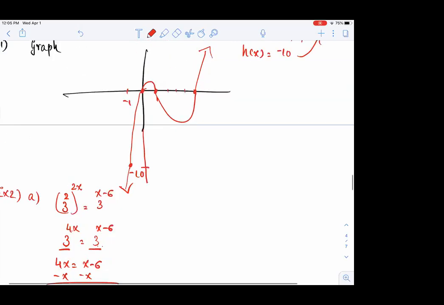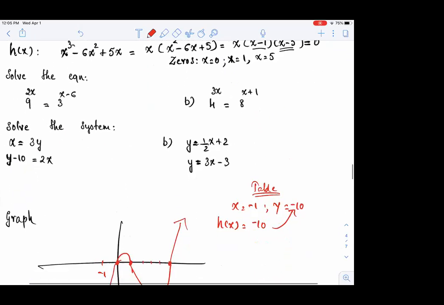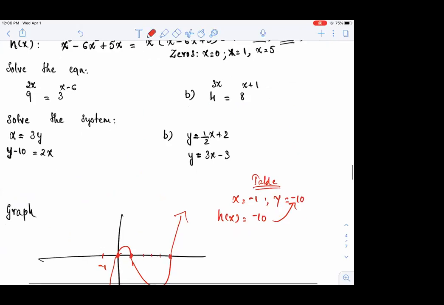How about 2b? What do you do here? In 2b, on the left side, the base is 4. Right side, the base is 8. You need to convert both the 4 and the 8 to the same base. Do we have a base where we can convert both 4 and 8 into? Yes, that's correct.